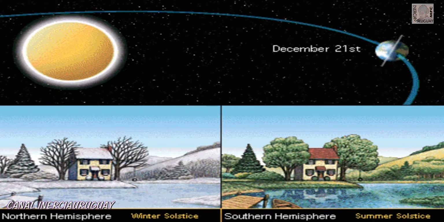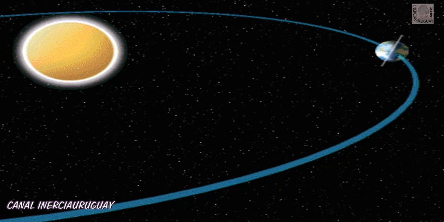On December the 21st, the Earth is on the opposite side of the Sun than in June. It is now winter in the northern hemisphere because it is tilted away from the Sun, while in the southern hemisphere it is summer because that hemisphere is tilted towards the Sun. The cycle of the seasons now starts again.